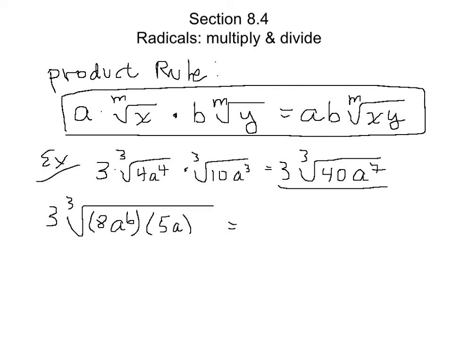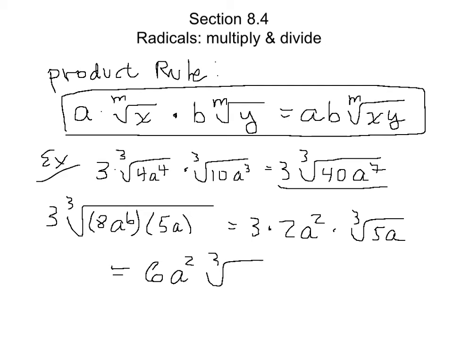And so this is going to equal 3 times the cube root of 8, a to the 6th is 2a squared times the cube root of 5a. And so in this case, our final answer is 6a squared times the cube root of 5a. Okay? So it's all about, in this case, the product rule and applying it.